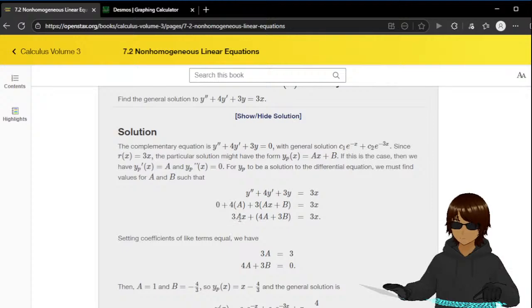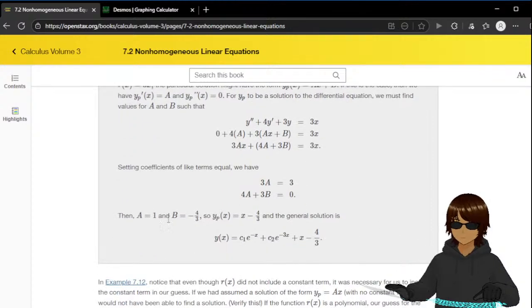And then we end up with this. From these two, we get a is equal to 1 and b is equal to minus 4 over 3. And then we have this.